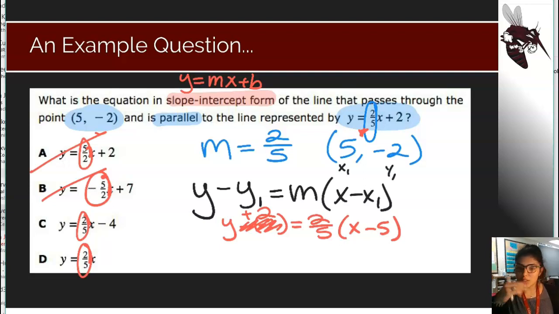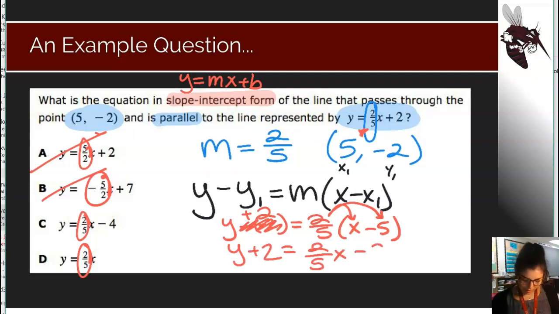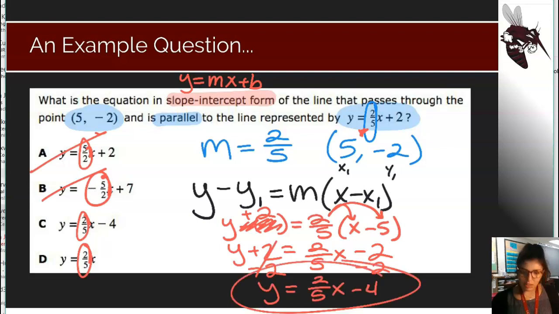So let's go ahead and distribute so we can find our y-intercept here. We would do 2/5 times x and 2/5 times -5. 2/5 times x is 2/5 x, and 2/5 times -5 is -2. Isolate the y by subtracting 2 from both sides, inverse operations. And I'd get y = 2/5 x - 4, which means that C is the answer of the line that's parallel to the given line but goes through a different point. Exactly what the TEK is asking for us to do.